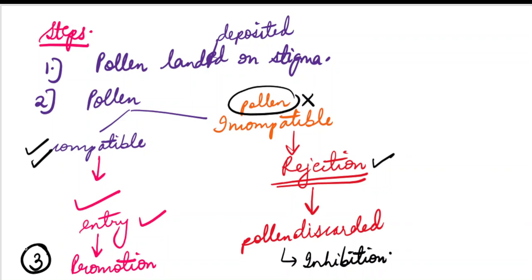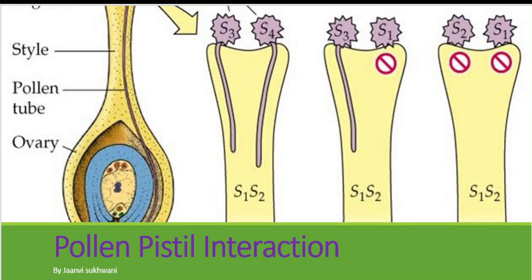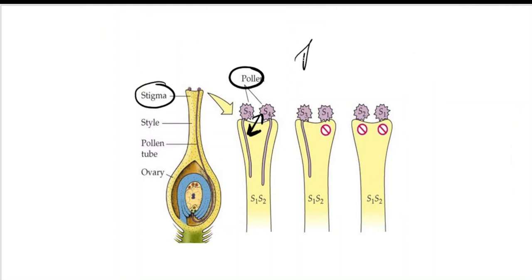So I will explain till here. पहले क्या था? Pollen grain was present. There is interaction between pollen and stigma. I told here in the first diagram, if you can see here, there is a stigma and there is a pollen. There is the interaction going on between these. So this interaction is known as pollen-pistil interaction.